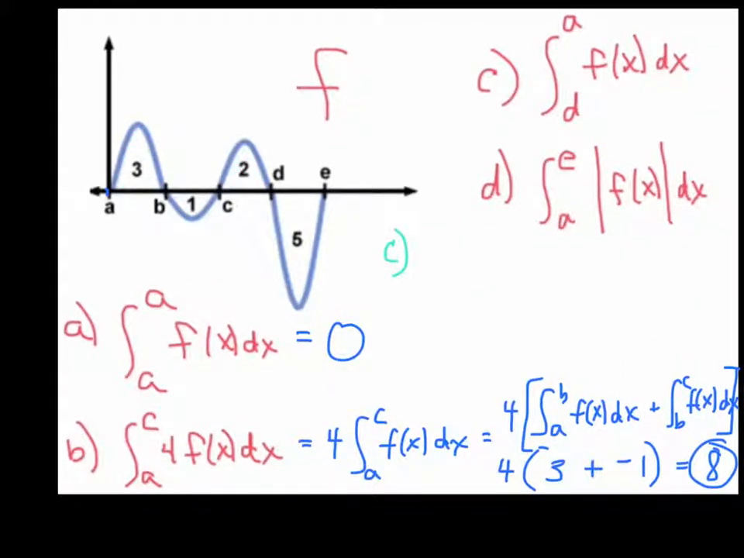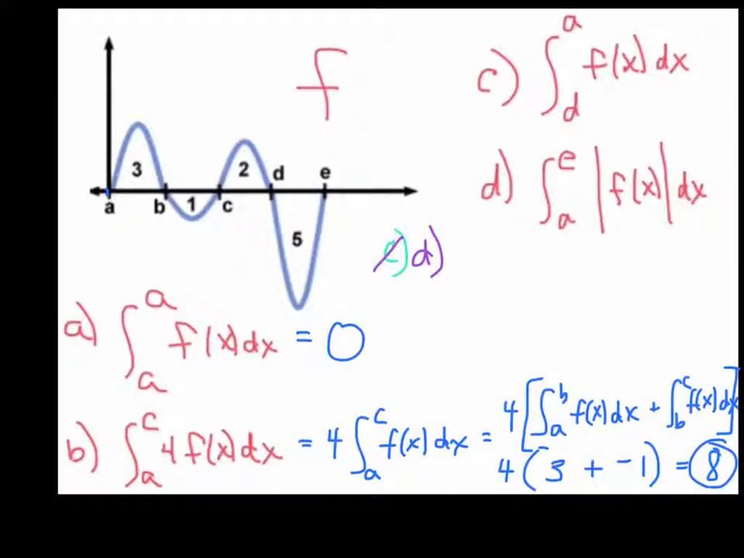Okay, I cleared that off, so I have a little bit of room to do letter D here. Letter D says the integral from A to E of the absolute value of f of x dx. Okay, let's think about what absolute value means. Absolute value means, of course, make it positive. So what it's asking us to do is take the graph of f of x and make sure it's positive.